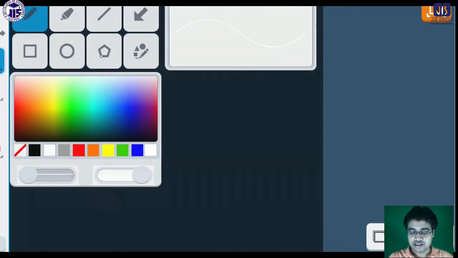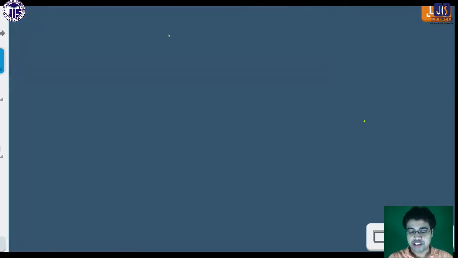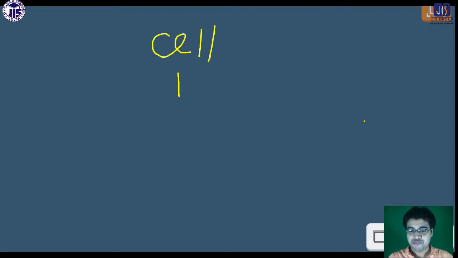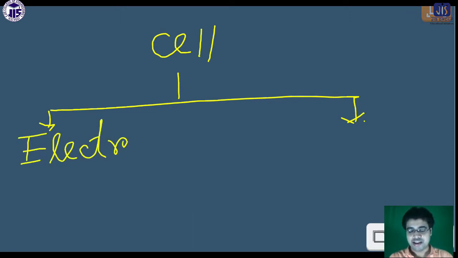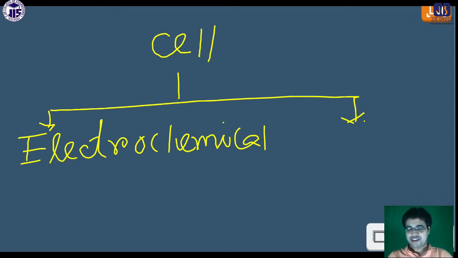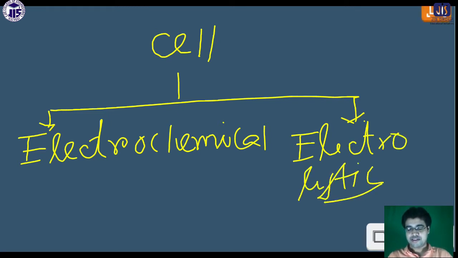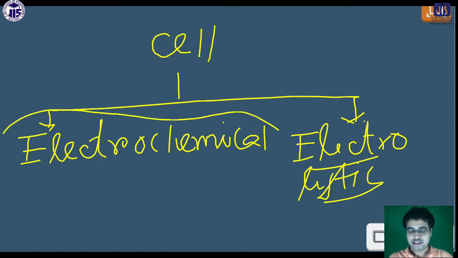Now we can classify cells in two ways. The first type is the electrochemical cell, and the second is the electrolytic cell. So what is the electrochemical cell, and what is the electrolytic cell?